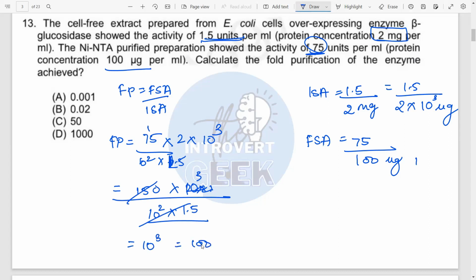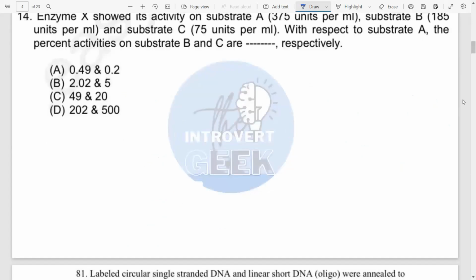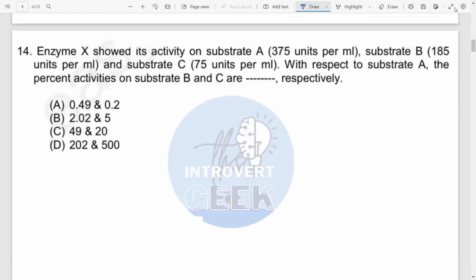All you have is 10 to the power 3, which is 1000. So the option for this is 1000. Let's move on to the next question now. Again, another question from enzyme kinetics.